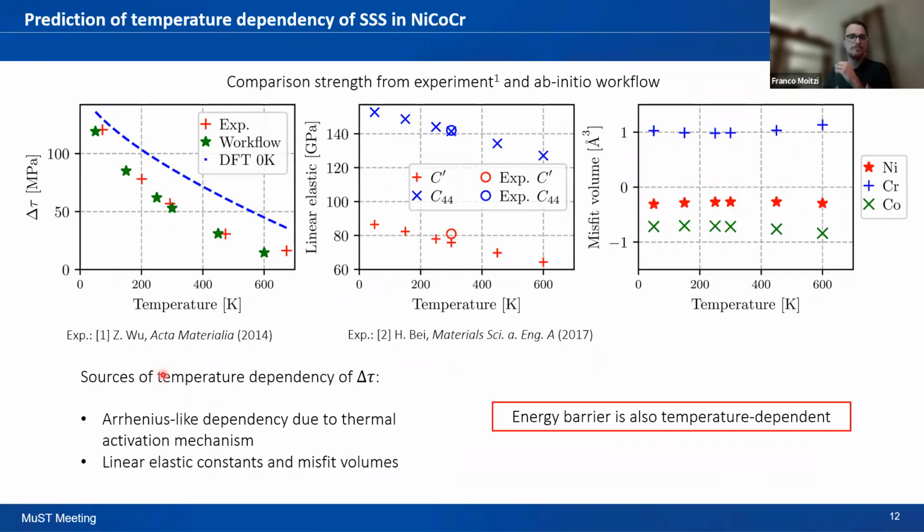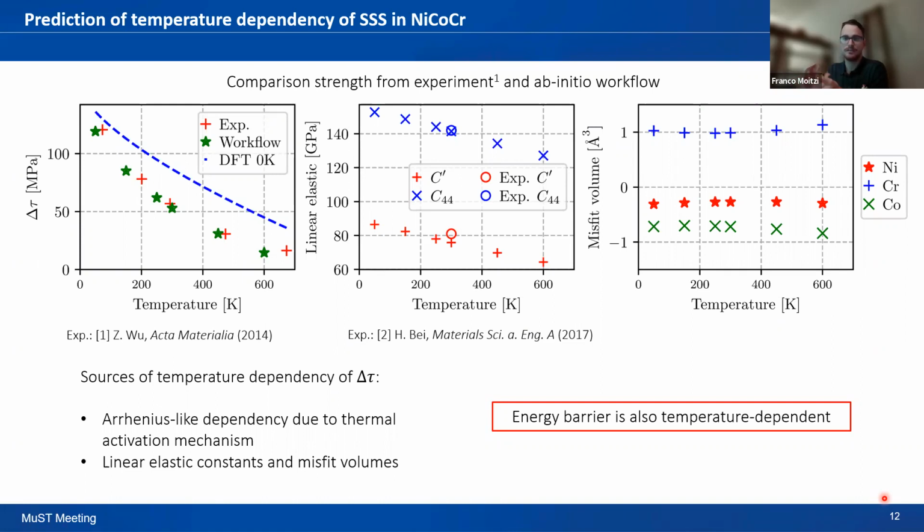And as shown before, we can predict the misfit volumes and the equilibrium volumes with our workflow. Now, what we are aiming at is the prediction of the temperature dependence of this critical resolved shear stress, so the stress that is needed for moving the dislocation, and compare it to experimental results. And this solid solution strengthening contribution has two main sources of temperature dependence.